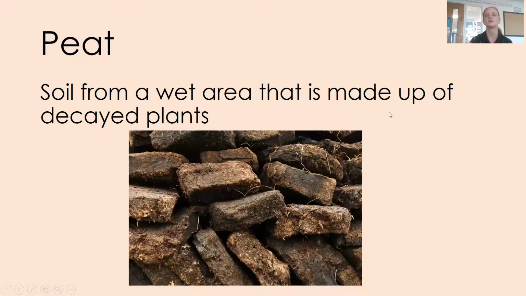Our next word is peat. Peat is soil with a wet area that is made up of decaying plants. So that's an example below us of peat.